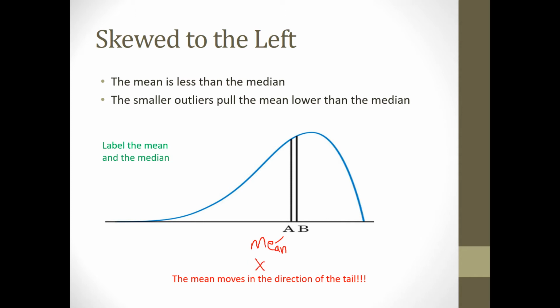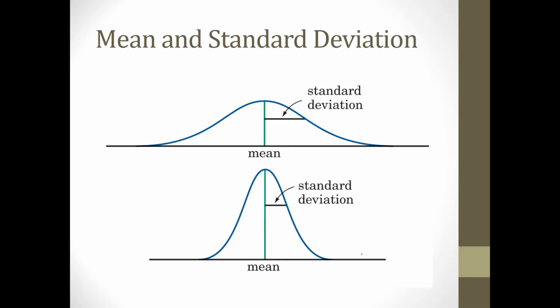My X bar, and it means that B is going to be the median, which notation-wise, my median is X tilde. Okay, mean and standard deviation. The standard deviation lets us know how far away from the middle most of the data is.